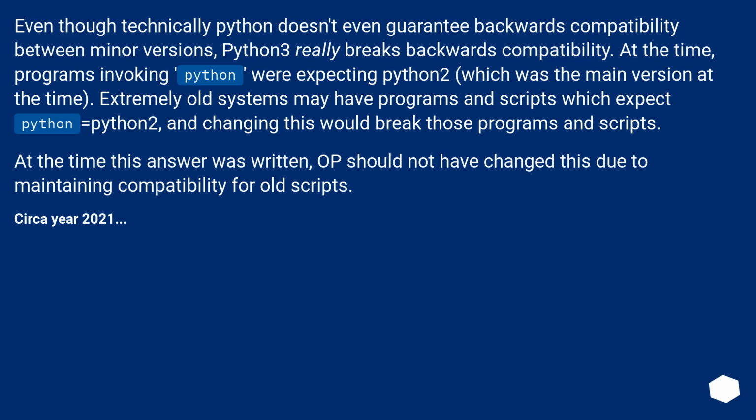Even though technically Python doesn't guarantee backwards compatibility between minor versions, Python 3 really breaks backwards compatibility. At the time, programs invoking python were expecting Python 2, which was the main version. Extremely old systems may have programs and scripts which expect python to equal Python 2, and changing this would break those programs and scripts. At the time this answer was written, OP should not have changed this, in order to maintain compatibility for old scripts. Circa year 2021.